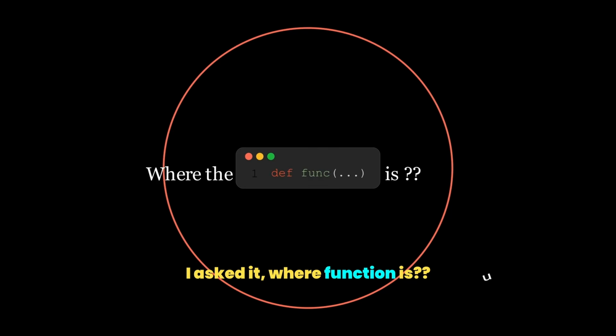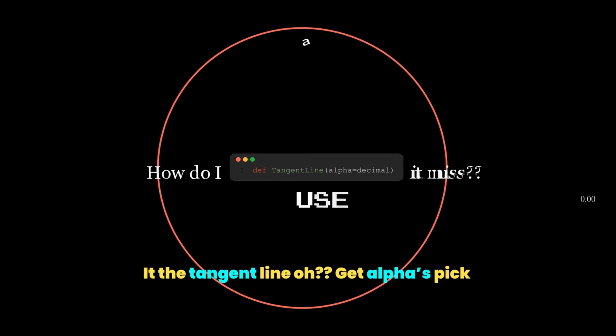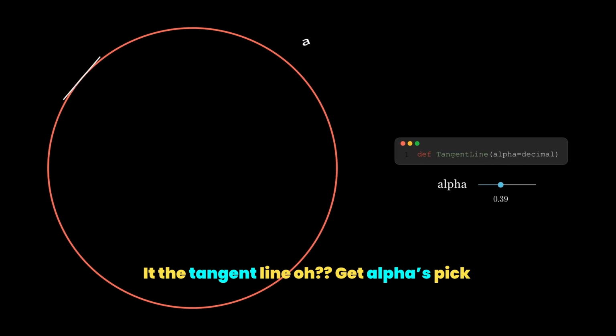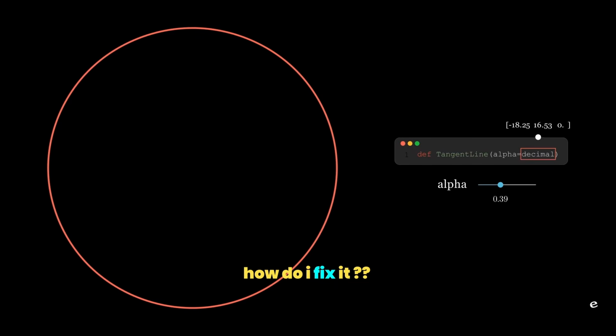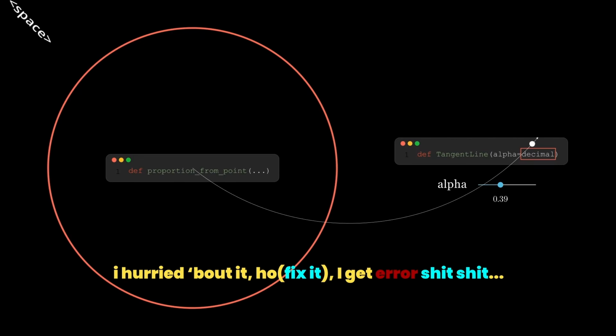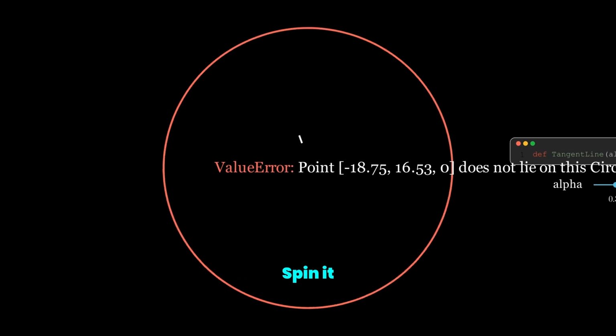I ask it where the function is. How to sing it, miss? It's a tangent line, get the alpha. This is a point, Nick. How do I fix it? I hurried about it, fix it, get the error.